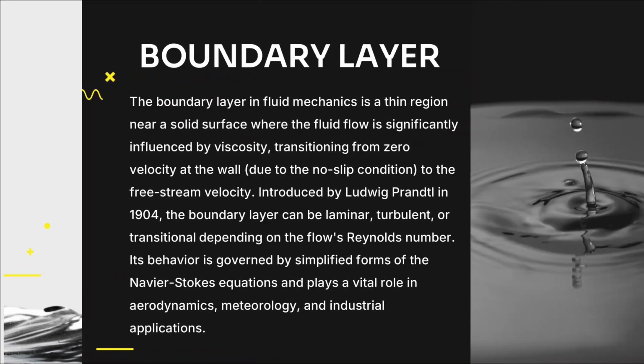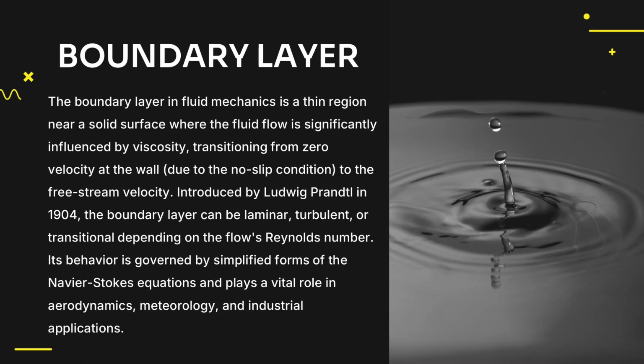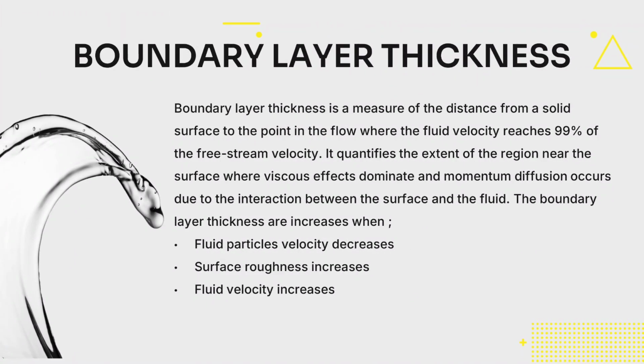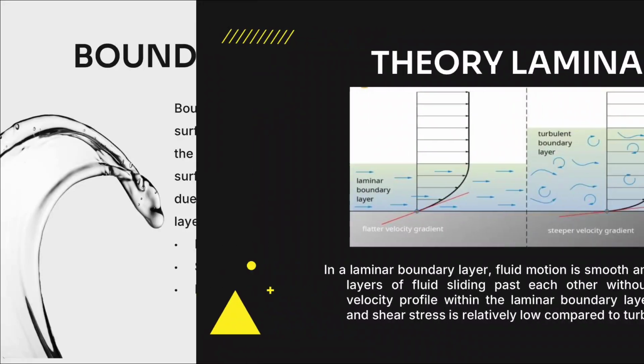theoretical predictions. The boundary layer is a thin region near a solid surface where viscosity significantly influences fluid flow. Depending on the Reynolds number, the boundary layer can be laminar, transitional, or turbulent. The boundary layer thickness is a measure of how far viscous effects extend from the surface. It increases when fluid velocity decreases, surface roughness increases, or the free stream velocity rises. Understanding this parameter is crucial for predicting flow behavior near solid surfaces.